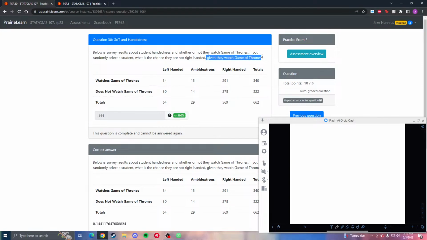So when it says given, it means that's the column or row that you care about. So if it was flipped, if it said what is the chance that they don't watch Game of Thrones given that they're ambidextrous, well, we only care about the ambidextrous students, so we know our denominator is going to be out of 29, and our numerator is going to be 14 because those are the ambidextrous students who don't watch Game of Thrones. So the reason you don't use the 662 is because of the given. This is conditional and not like overall. We don't care about the students who don't watch Game of Thrones because it's given that they do.